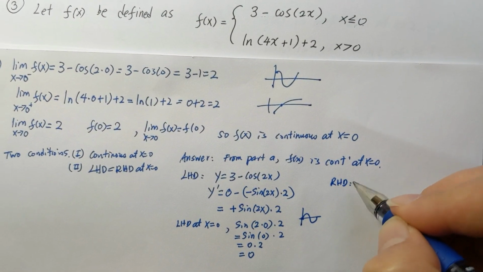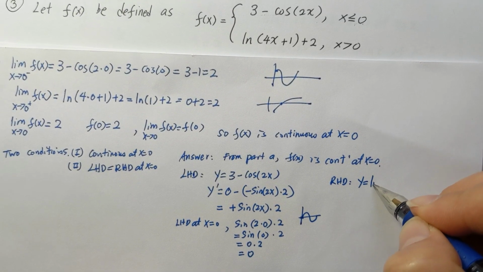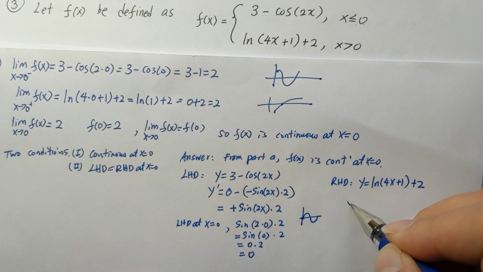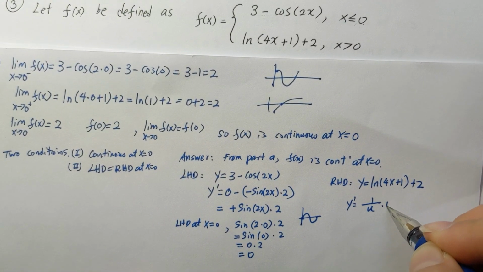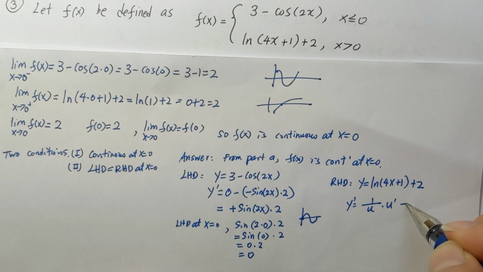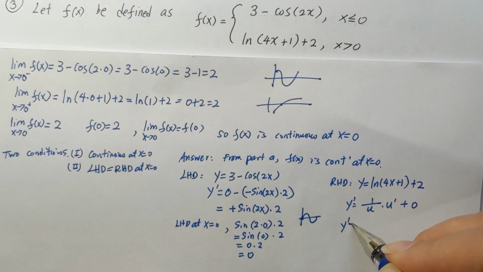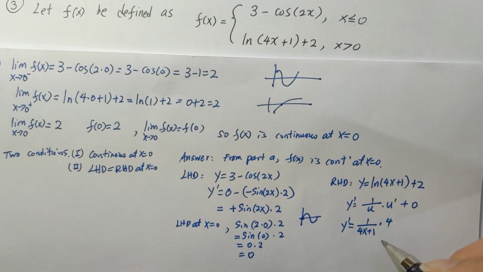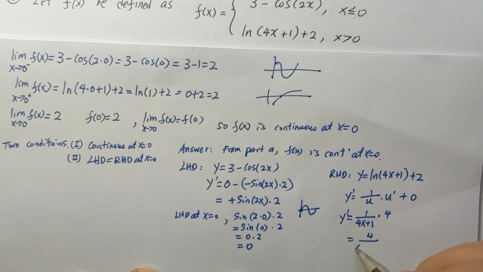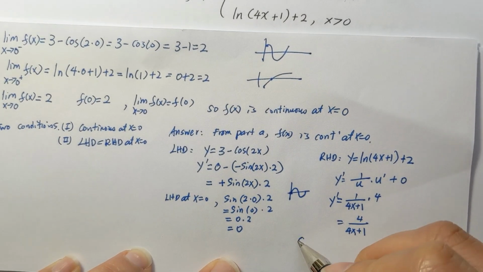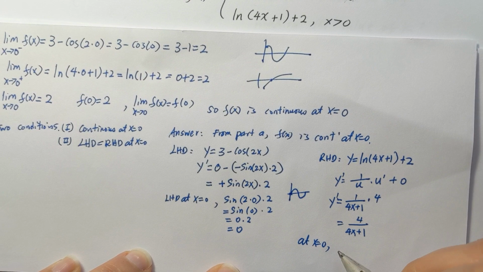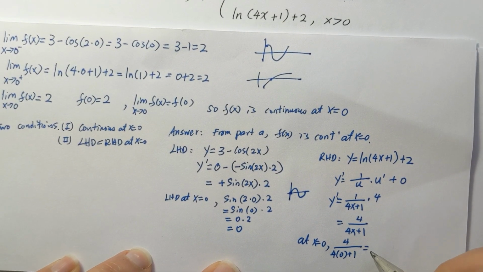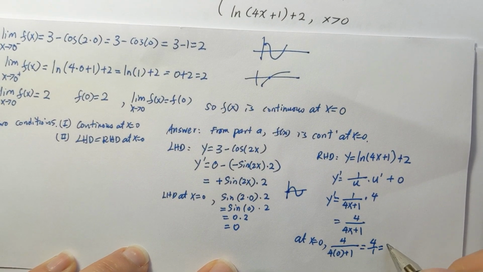Now we're going to do the right hand. So we get y equal to ln of 4x plus 1, plus 2. We're going to do 1 over u times u prime for ln, and then the derivative for 2 is 0. So we're going to get 1 over 4x plus 1. The derivative for the u is 4. So now it's 4 over 4x plus 1. So at x equal to 0, don't forget to do substitution, so the denominator will be 1. So we got 4 over 1, which is 4.